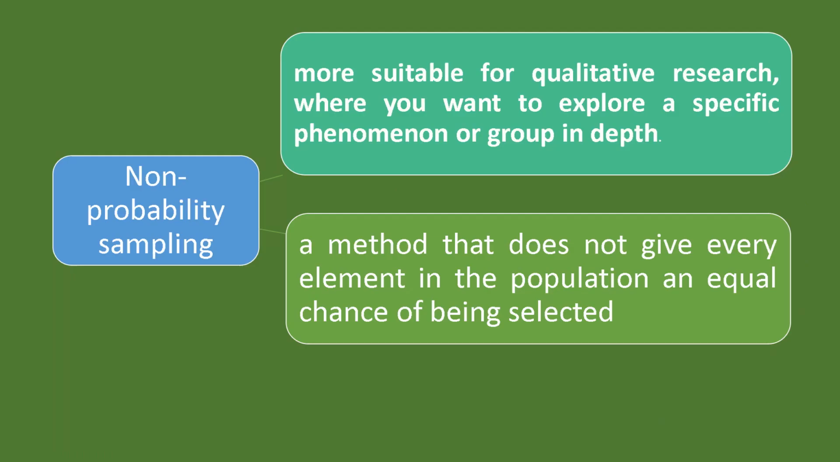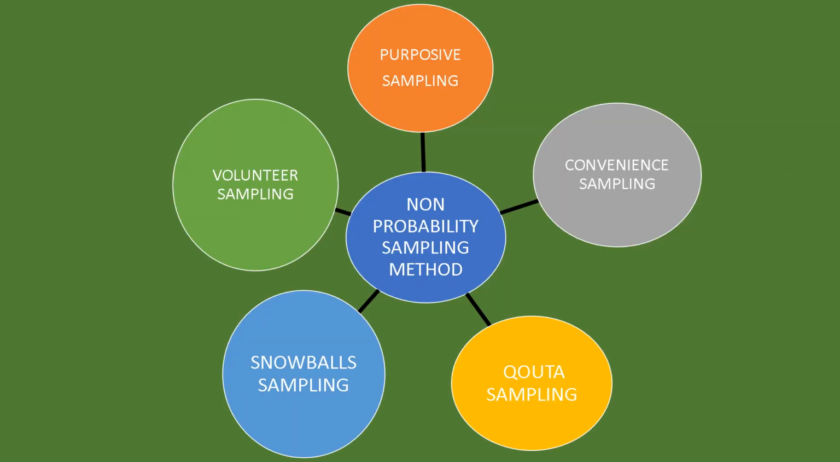The definition of non-probability sampling: it is more suitable for qualitative research where you want to explore a specific phenomenon or group in depth. It is a method that does not give every element in the population an equal chance of being selected. There are 5 non-probability sampling methods: purposive sampling, convenience sampling, quota sampling, snowball sampling, and volunteer sampling.